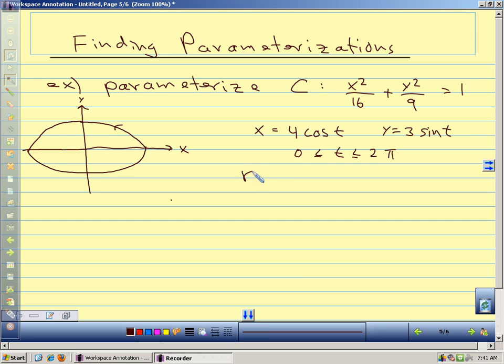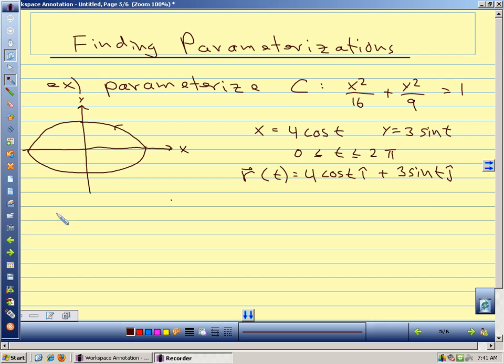So we could say that r, our position function, because when we're doing our line integral we need r prime, is 4 cosine t i plus 3 sine t j. So our first step in doing line integrals is to parameterize our curve, and then we have to find the magnitude of r prime. That's what we came up with for how we evaluate line integrals.